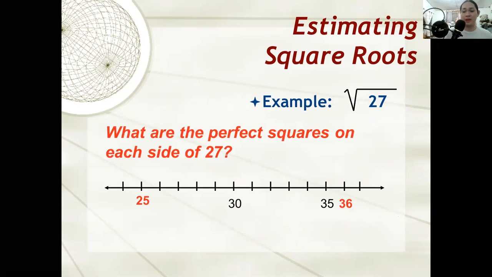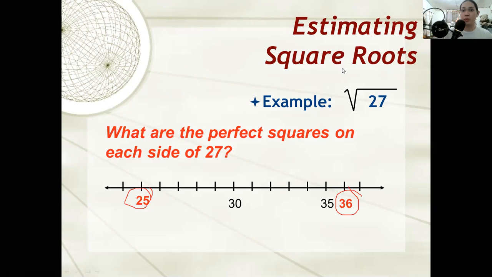Of course, it's very hard to analyze the steps. We cannot appreciate them without applying them. So now let's try to apply the steps on how we estimate square roots. Example: square root of 27. What are the perfect squares on each side of 27? As you can see, 27 can be located between 25 and 36. Right, you're correct. So 27 can be found on a number line between 25 and 36.